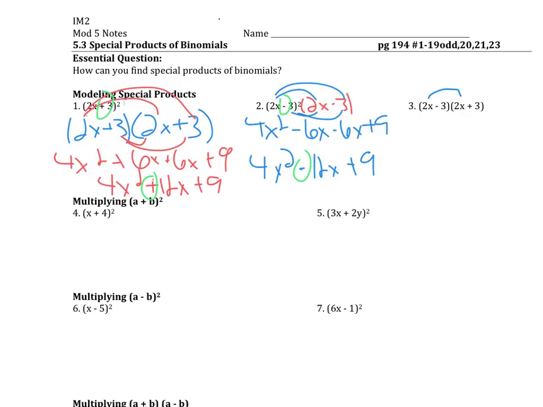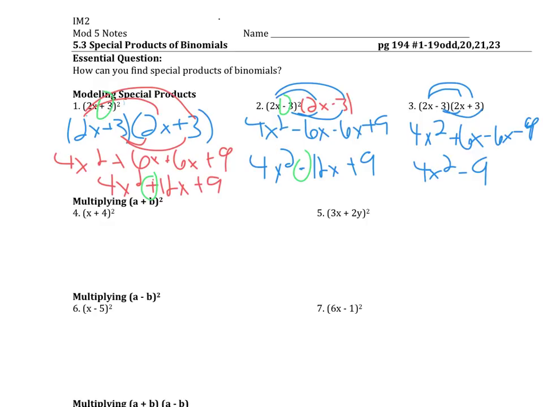2x times 2x is 4x squared. 2x times 3 is 6x. Negative 3x times 2x is a negative 6x. And negative 3 times 3 is a negative 9. And so from there, I get 4x squared. Now here, I get 6x and a negative 6x, so that is 0, and that middle term drops out.